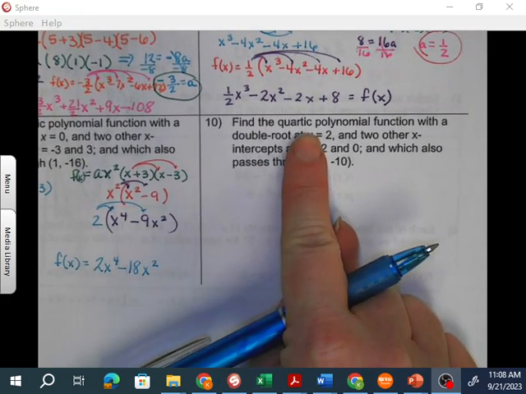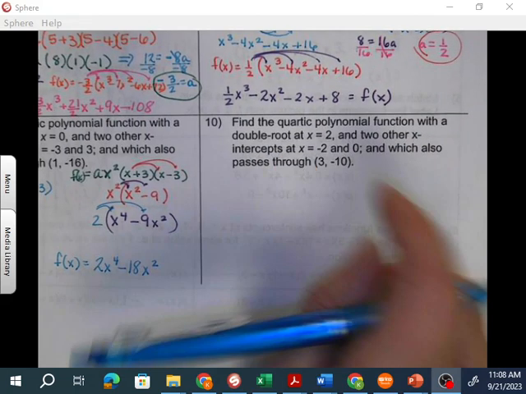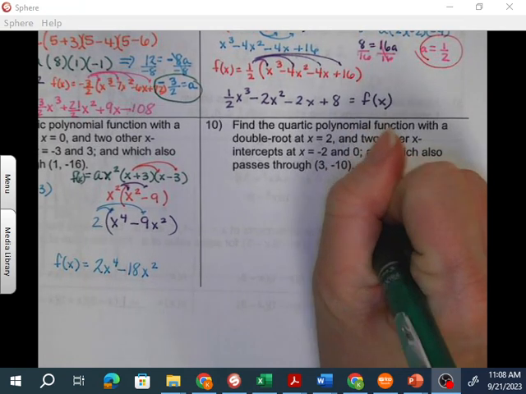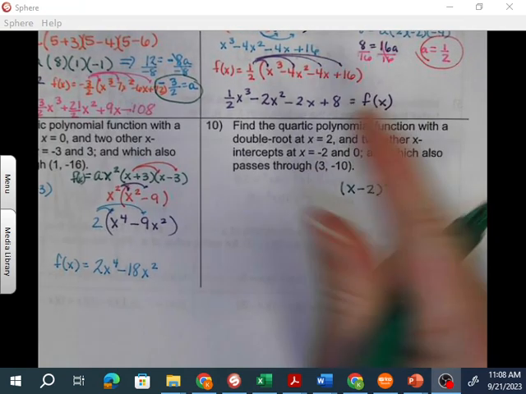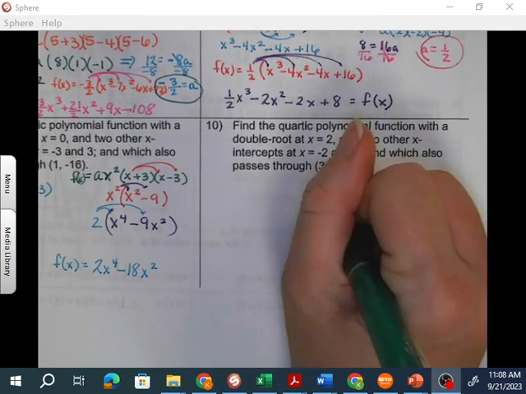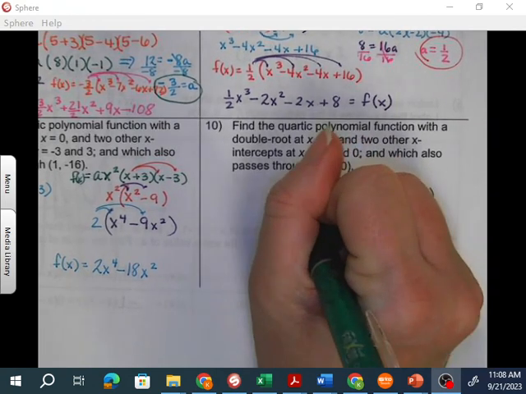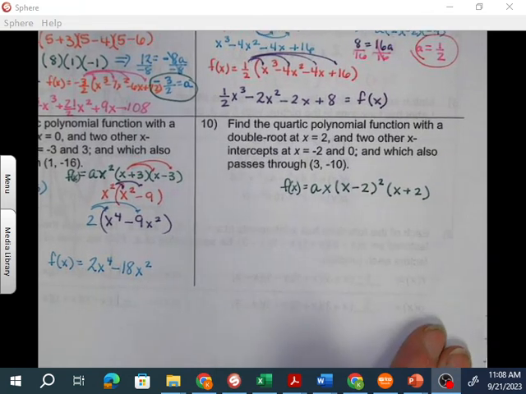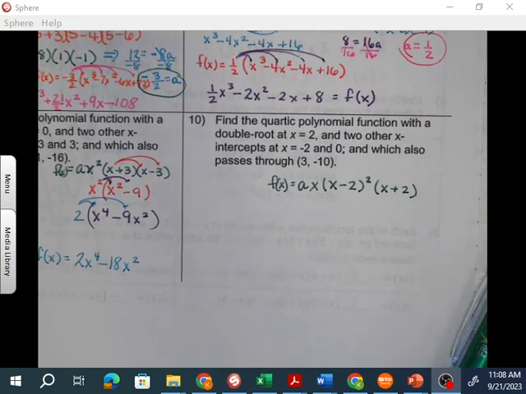This one's quartic again. That means it's 4th degree. I have a double root at x equals 2. So that means when I write this one, x minus 2 is squared. Other x-intercepts, I have one at x plus 2 and one at 0. That's just an x.